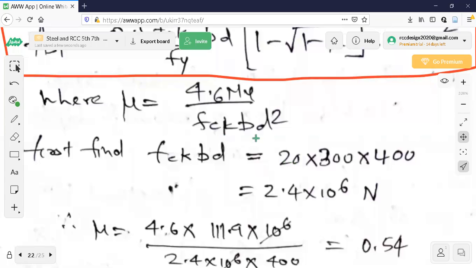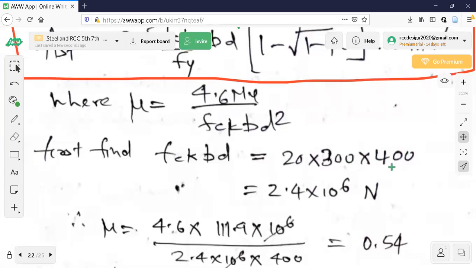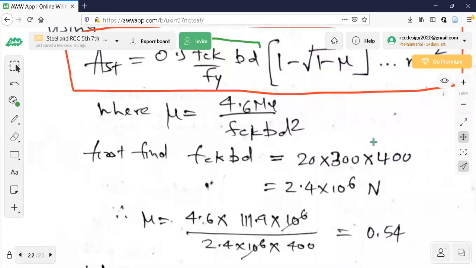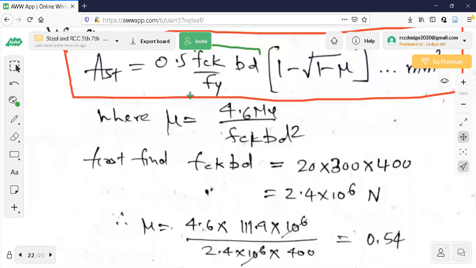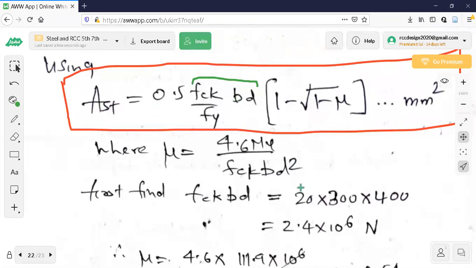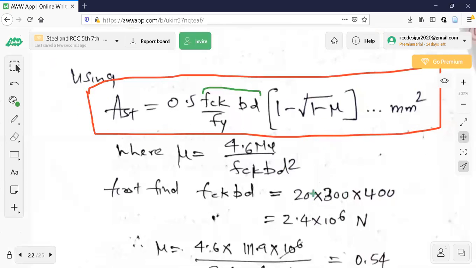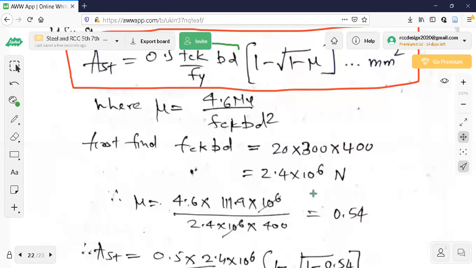In this one, FCK BD is calculated like this. FCK is 20, 300 into 400. D square I am not doing upfront, so that I can substitute 2.4 into 10 raised to 6 here directly. See this. Directly here I can substitute. And for this denominator, what I can do? 2.4 into 10 raised to 6 into one more D. So that it reduces the calculation time actually.